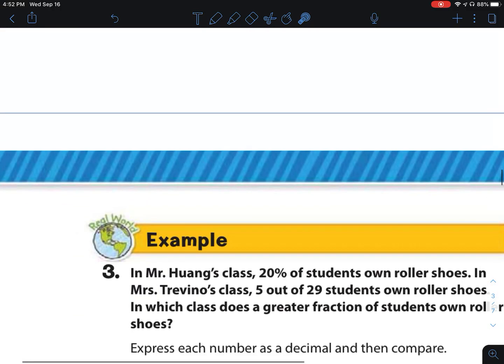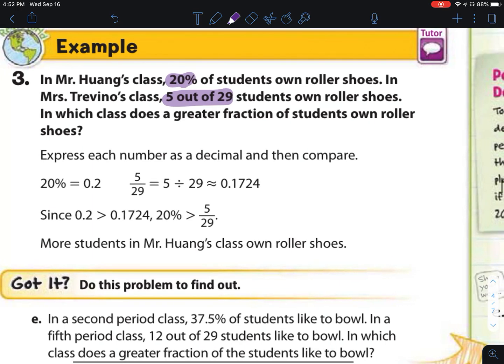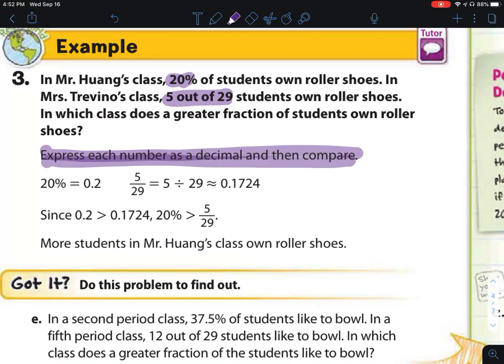All right, moving on. Take a look at example number 3. In Mr. Wong's class, 20% of students own roller shoes. In Mr. Trevino's class, 5 out of 29 students own roller shoes. In which class does a greater fraction of students own roller shoes? So basically it's asking us to compare 20% and 5 out of 29. It's easier for us to compare when they are both decimals, so we will express both of them as decimals.